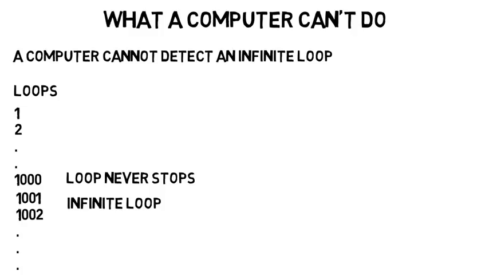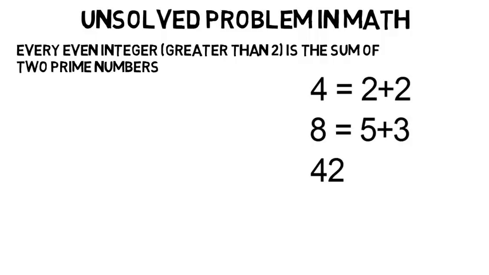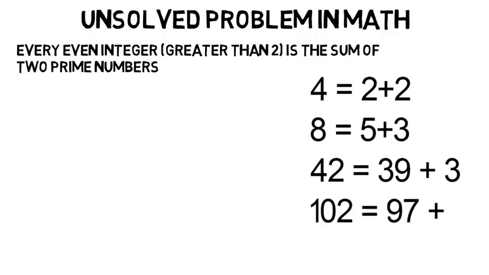It doesn't know that it will never end, and if it could, we could use that to our advantage. For example, there's an unsolved problem in math that says that every even integer greater than 2 is the sum of 2 prime numbers. So 4, 8, 42, 102, you can make all of them up with prime numbers. This has been proven up to 4 times 10 to the 18th. But no one has proven whether this is always true. It just seems like it is as of now.